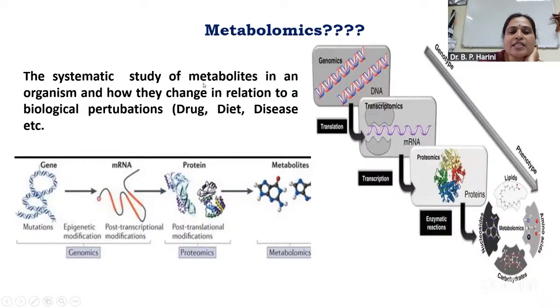Metabolomics is the systematic study of metabolites in an organism and how they change in relation to biological perturbations, right from the genomics to translation, transcriptomics, proteomics, through transcription, translation, enzymatic reactions, and ultimately it ends up right from genotype to phenotype.